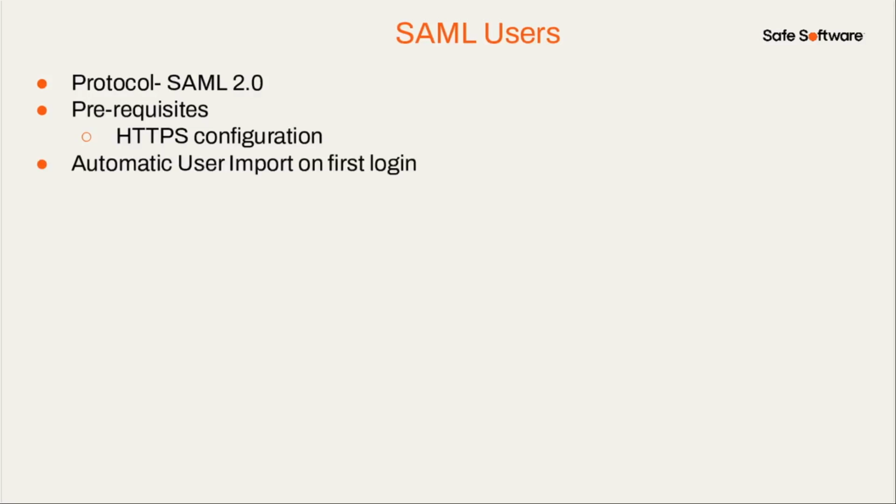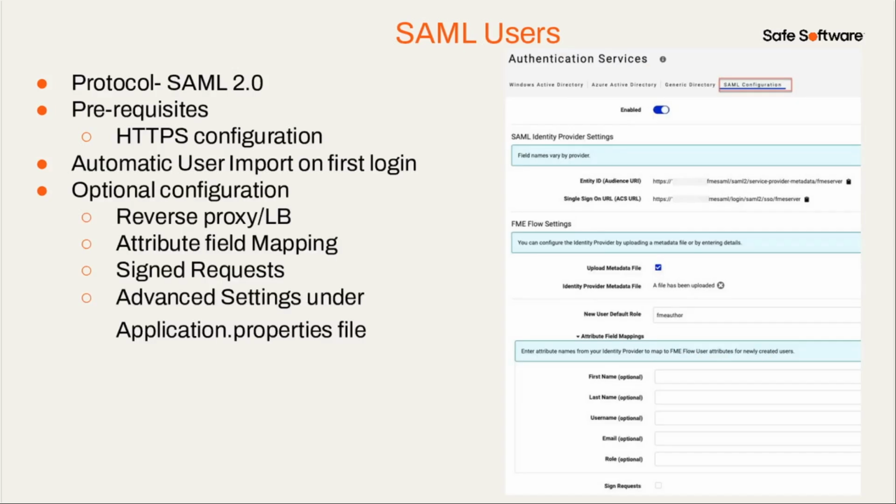And unlike LDAP and the Azure AD authentication previously discussed, users and roles cannot be imported manually or in bulk. So the user is created upon the first successful login to Flow, and they are added to the default system role that is selected in the configuration. And after the initial import, of course, users can be added manually to the right roles if required. Similar to the Azure AD, if you have a reverse proxy or a load balancer in a fault tolerance setup, we will have additional settings.